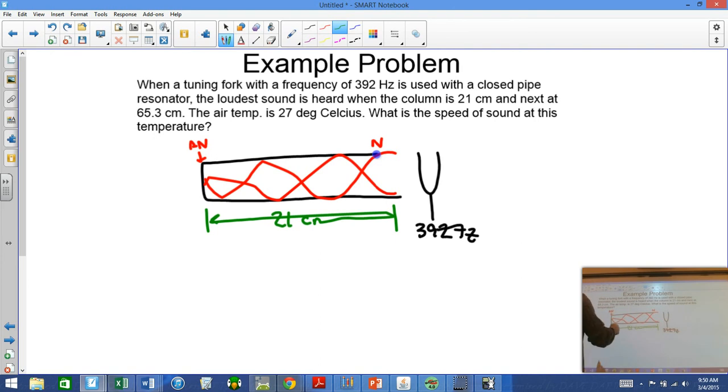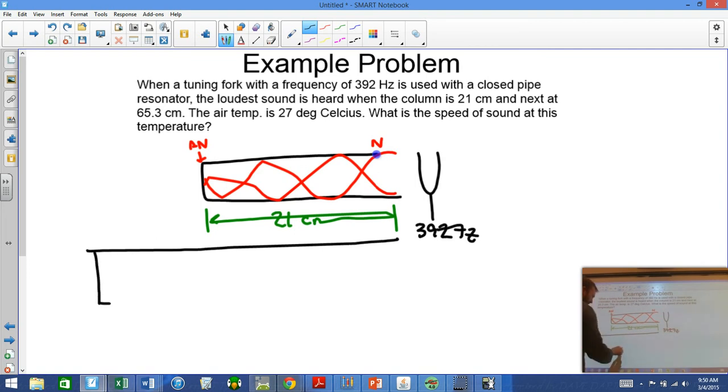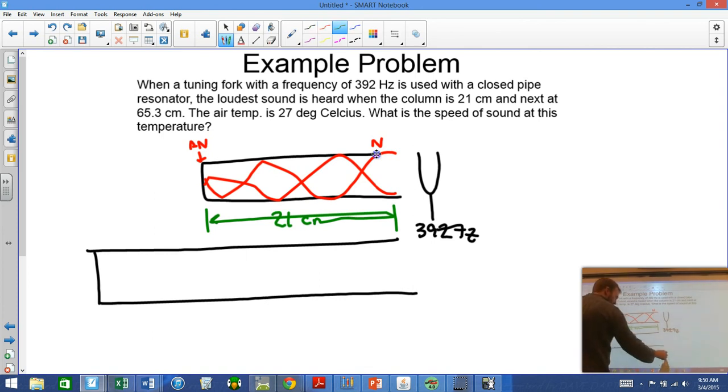Now it says the next is at 65.3. So I take this tube and I'm going to make it longer. I wish my computer wasn't so laggy right now. It'd be a lot easier to draw. Who knows what's going on? This distance is 65.3.